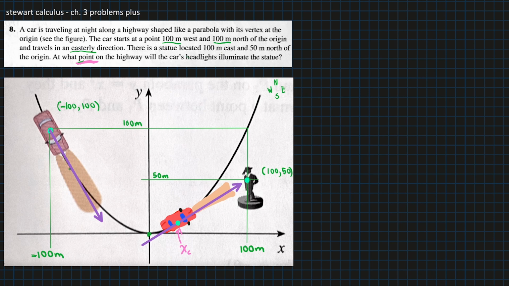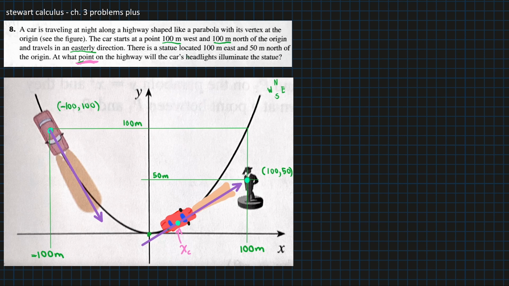Why does it have to be the tangent line? Well, think about it. If the headlights were not going along the tangent line, they would go in a way that's not coming straight out of the car, like at a bent angle. We know that headlights come straight out of the car. So what does that mean? If headlights come straight out of the car, then the headlights have to go in a straight line onto our point 100, 50. If the headlights go in a straight line and hit 100, 50, they will illuminate our statue. So basically, we have to find the tangent line that hits this point, 100, 50.